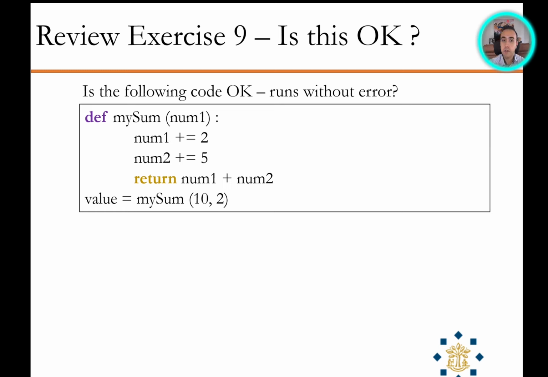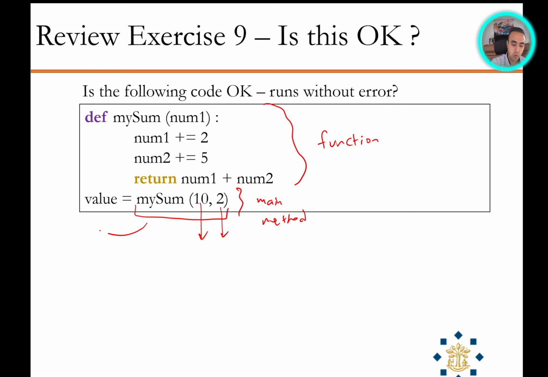All right, so we have another set of review exercise questions. And these questions are, is the following code okay? That is, runs without an error. So here I'm going to show you problematic code, programs, and then you are going to spot if this is actually a problem for the computer or not. Okay, so here we have the function. This one is the main method, right?